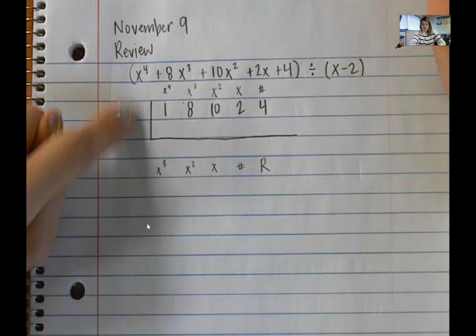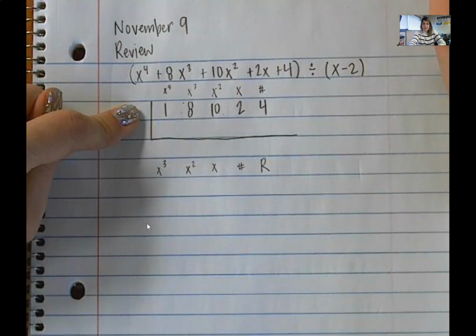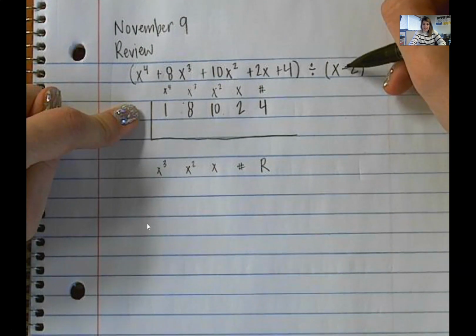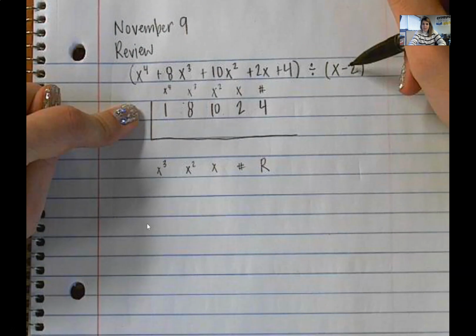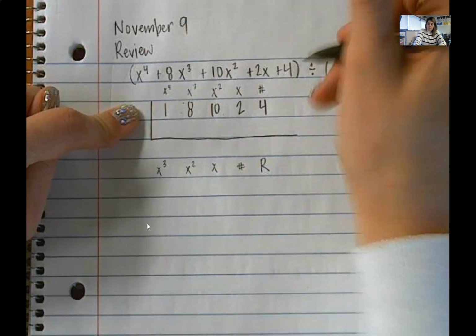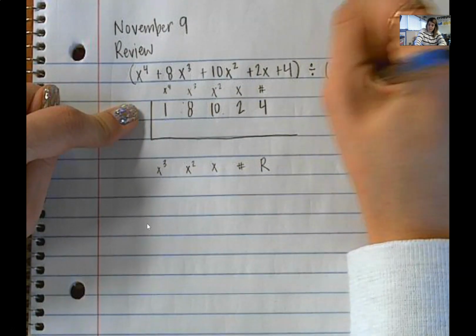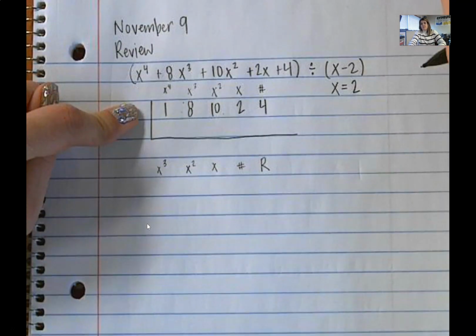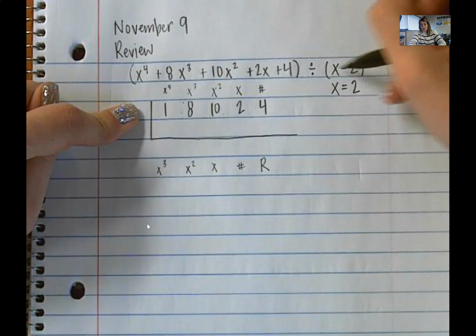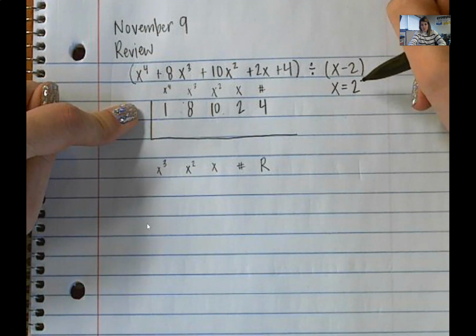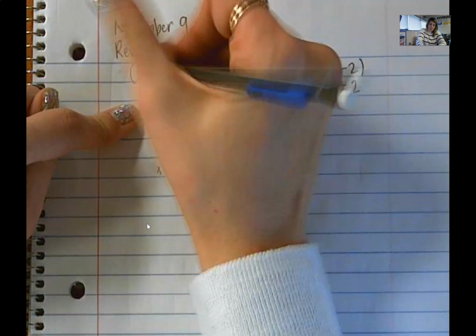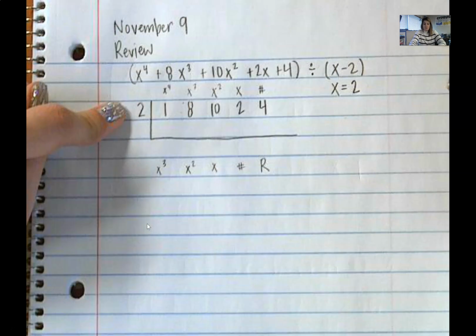On the outside of the house, we need to put what x is. They tell us to divide by x minus 2, which means that x is 2. So if they give us x minus 2, then what we need to use is x is 2. So now we put a positive 2 outside of the house.